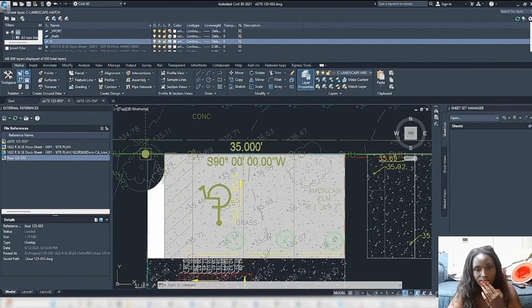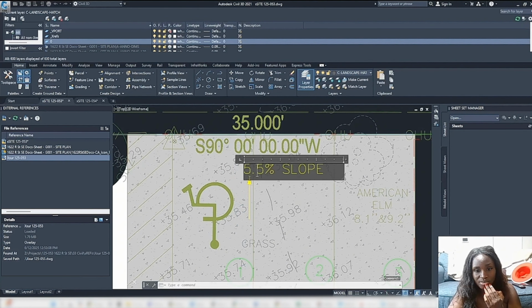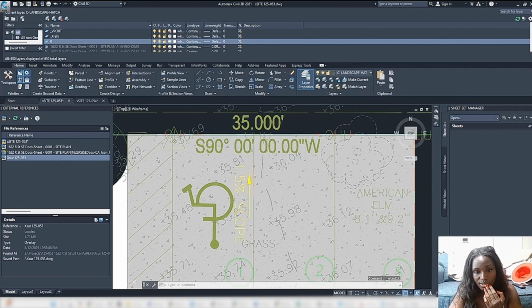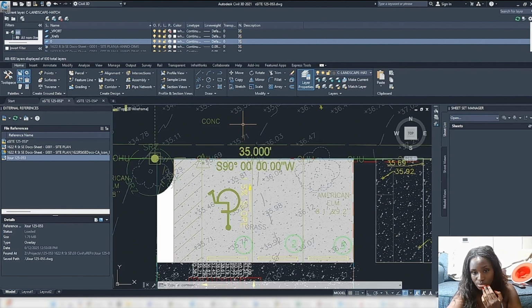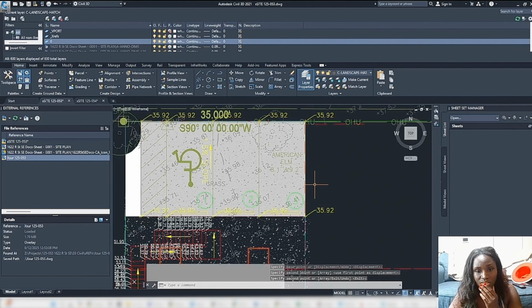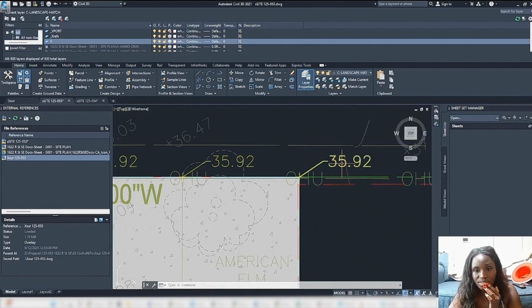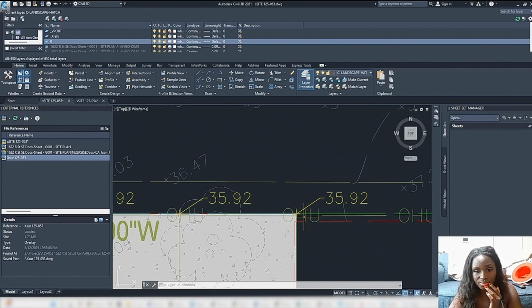So let's do a raise by 1.5%. And notice I have the arrow of the water going this way. That means water's going towards the alley. Why did you find it 35.92? I'm not. I'm just using this as a reference. So these numbers are going to change.